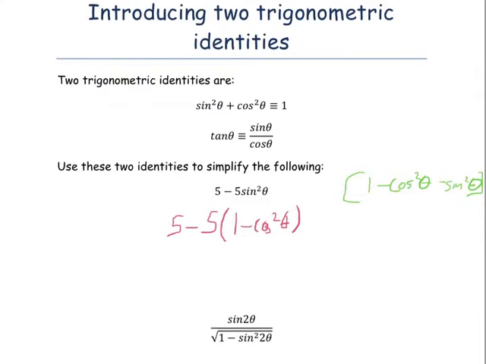So if we expand the bracket, we get 5 minus 5, minus minus becomes a plus 5 cos squared theta. Well, 5 minus 5 becomes 0, so you're just left with 5 cos squared theta.